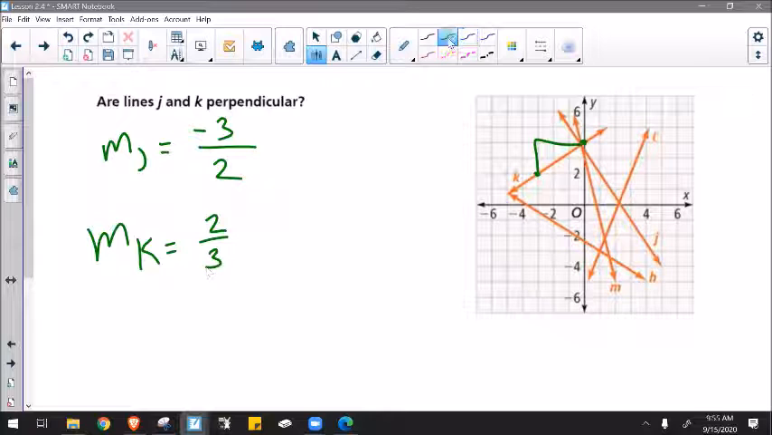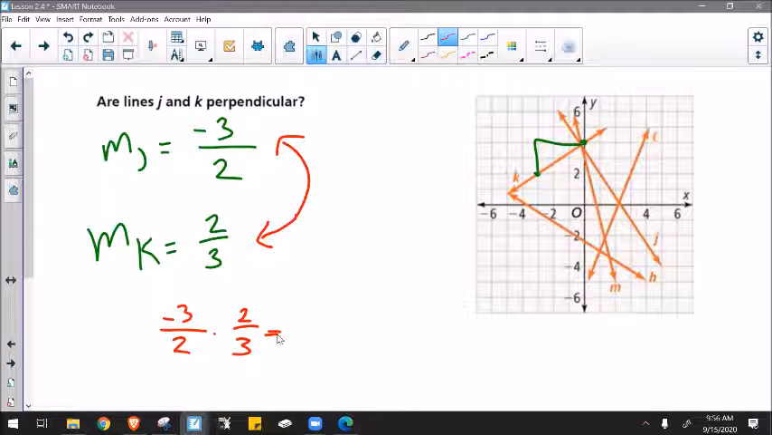So if you want to, you could think, are these two lines opposite reciprocals of one another? If you're good at identifying that right off the bat, you could say, yes, they are opposite reciprocals. If you take one, flip it upside down and change the sign, it's going to look like the other. But maybe you're not as good at seeing that. You can always, your surefire way of checking is to multiply them together and see what you get.